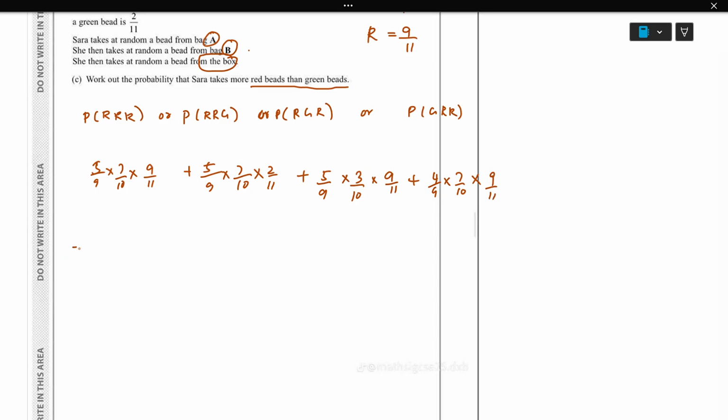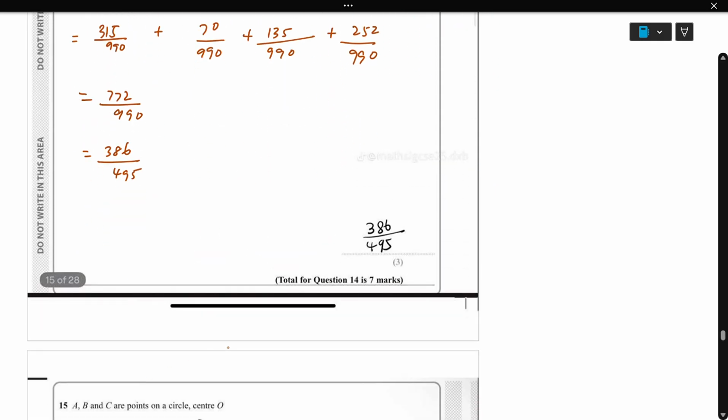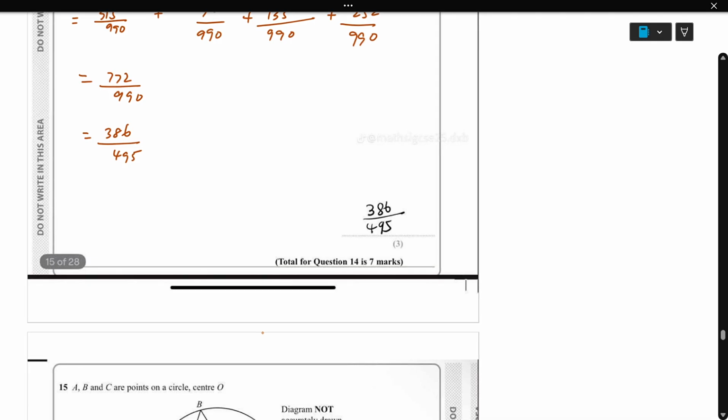Just calculate, and you will get the answer 315 over 990 plus 70 over 990 plus 135 over 990 plus 252 over 990, which is equal to 772 over 990, which is equal to 386 over 495. That's the answer. So yeah, 386 over 495.